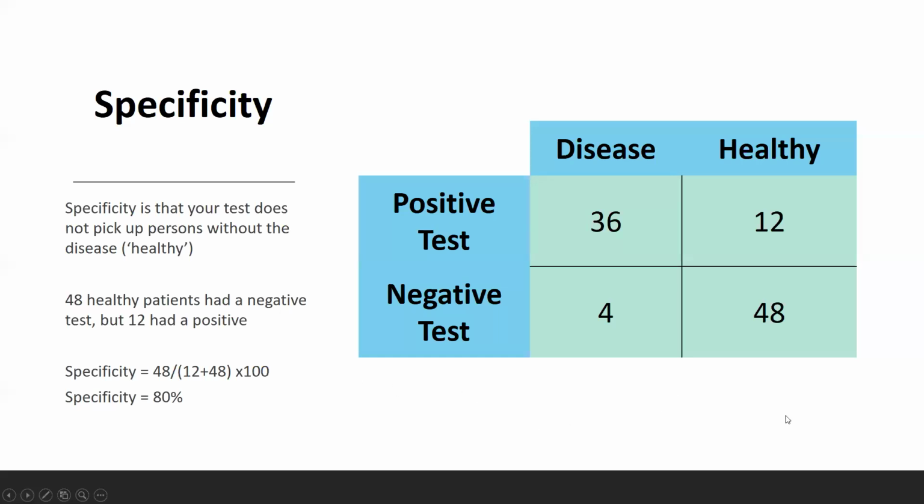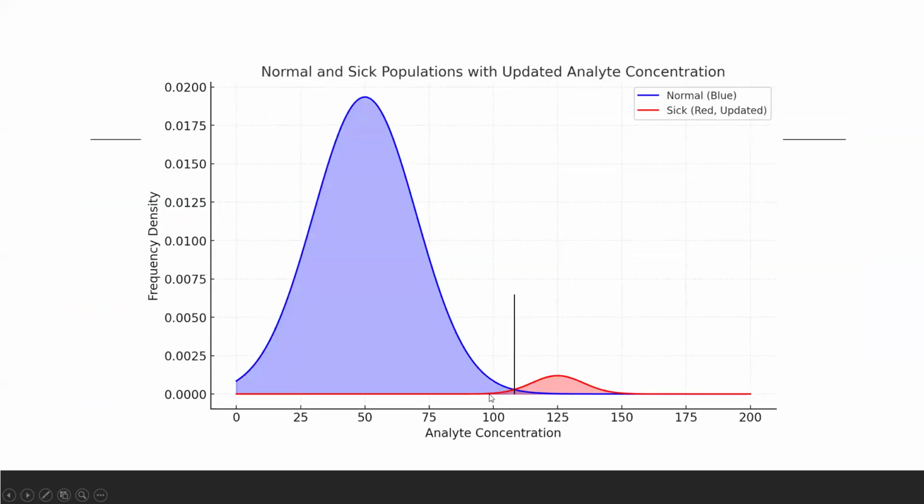Specificity is about ensuring that healthy persons or persons without the disease do not receive a positive result. Here you can see that 48 healthy patients had a negative test, but 12 had a positive. So the specificity is 48 divided by the 48 plus 12, which gives you a specificity of 80%. And we can see this here on our original diagram.